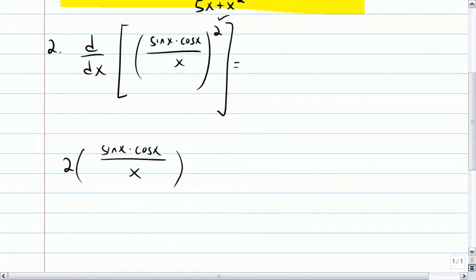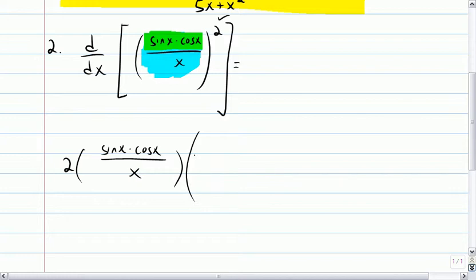Now you got to go to the derivative of the inner function. So inside these parentheses, this is what you have. Well, you've got a quotient in there, sine x cosine x over x. So there's the numerator, right? You're going to need the product rule to evaluate the derivative of that numerator. So I'll break this up for you a little.